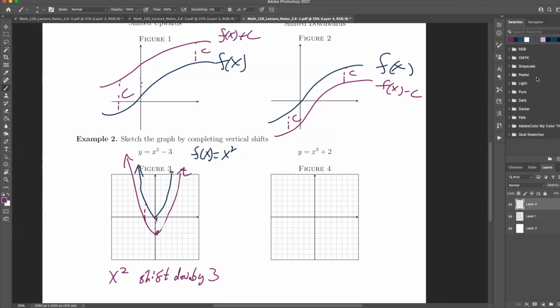All right, so let's do this again. Here my f of x is x cubed. To draw that, it just looks like this, oops, I made it a little too sharp. That's x cubed. And here we're going to take x cubed and shift it up by two. So we're just going to go up two units. One, two would be here, and here.